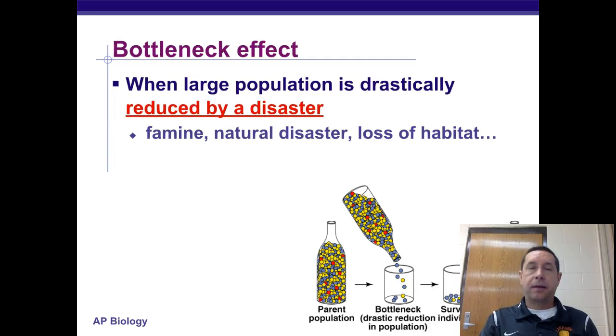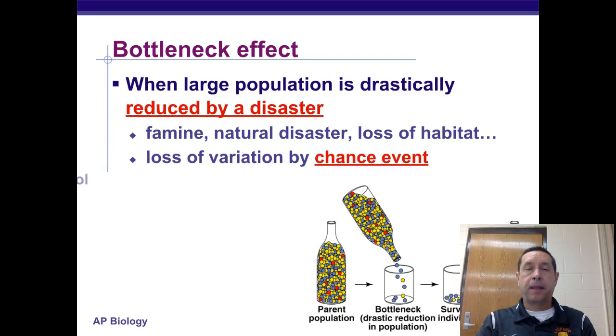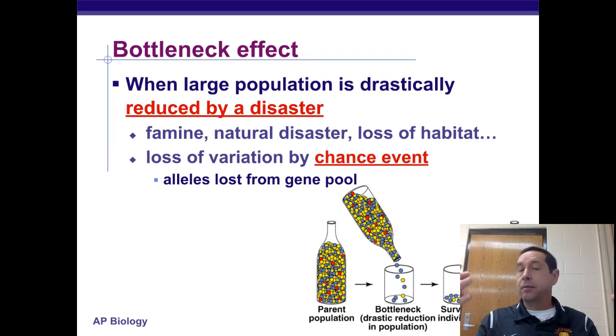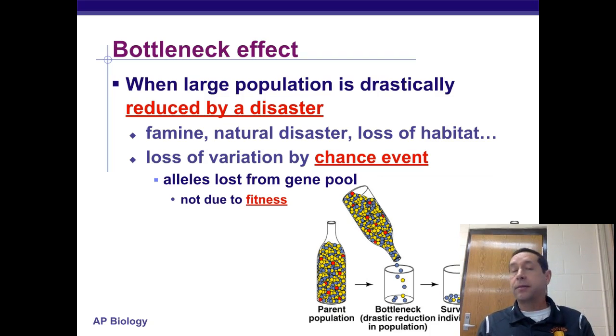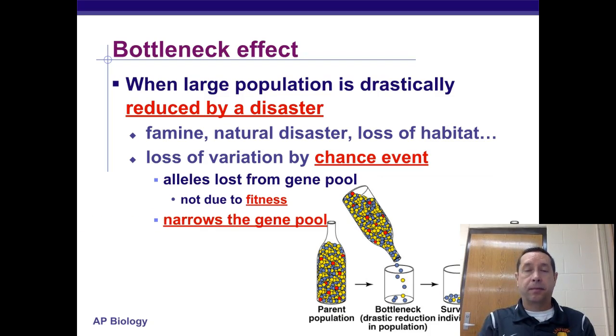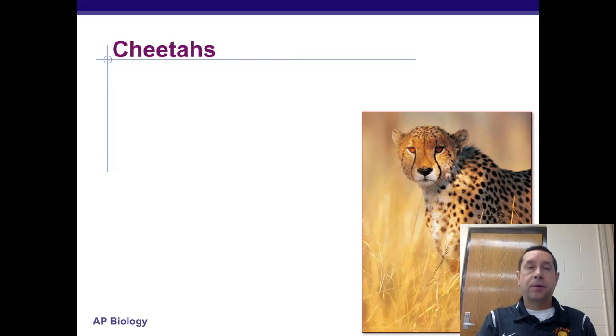A bottleneck, again, is a natural disaster, loss of habitat, famine, something that has dramatically reduced the size of the population. You're going to oftentimes randomly lose alleles as you go from generation to generation. That loss of that allele is not due to fitness, it's due to chance alone. Again, genetic drift typically affects small populations more so than large.